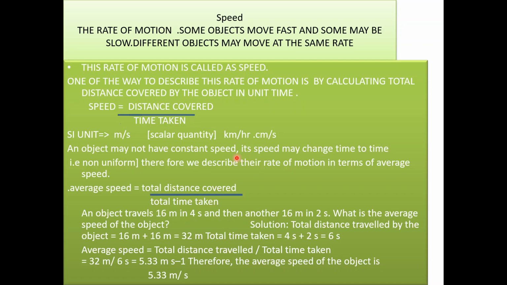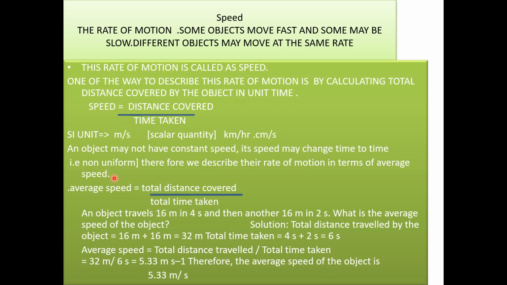An object may not have constant speed all the time it is moving. A car is moving on the road. It may not have constant speed. When there is a traffic signal, it will wait, so speed changes. When there is a lot of traffic on the road, the speed changes. So even the car moving on the road may not have constant speed. Its speed may change from time to time. It means the motion is non-uniform. Therefore, we describe the rate of motion in terms of average speed.